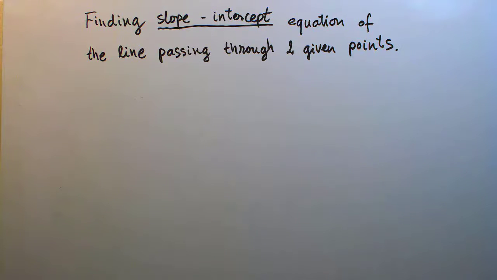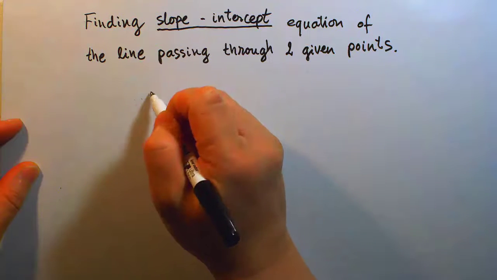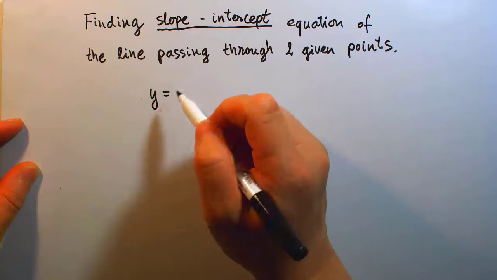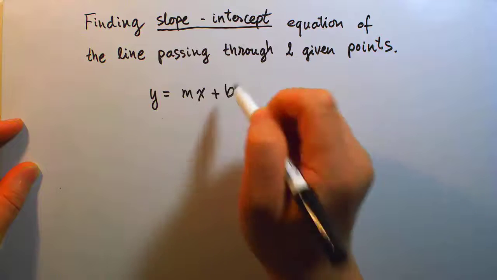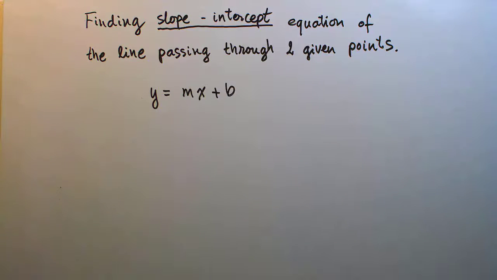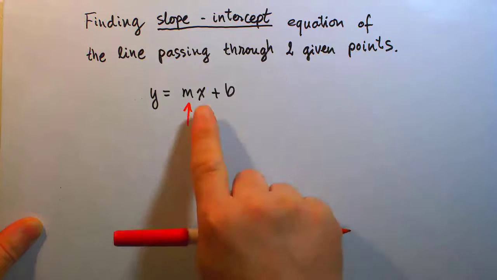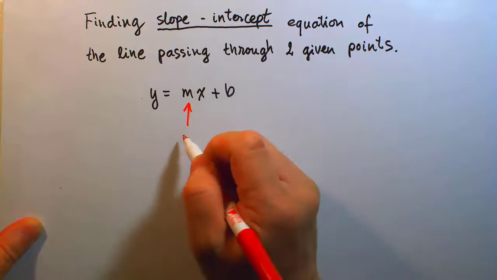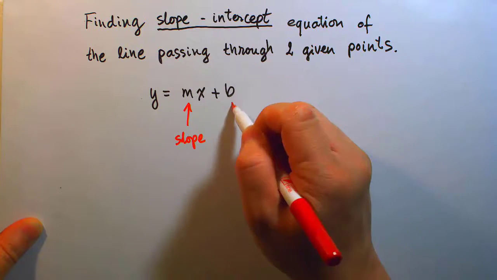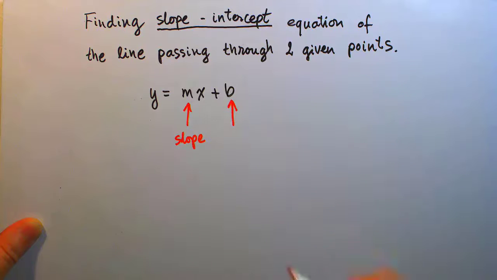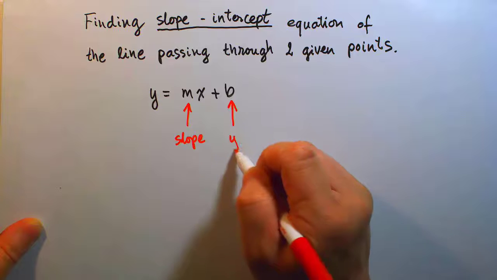To briefly remind anyone about the slope-intercept equation, it is in the form of y equals mx plus b. It's a linear equation, and the coefficient in front of the x term is regarded as the slope coefficient, and the constant term on the right-hand side is referred to as the y-intercept.